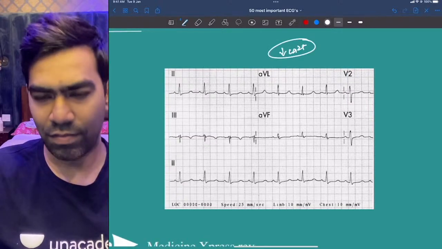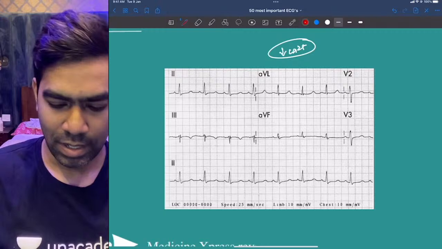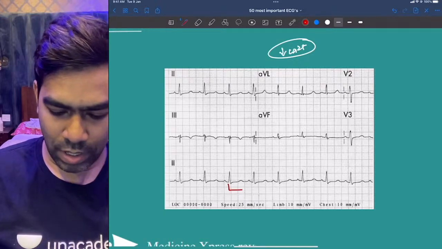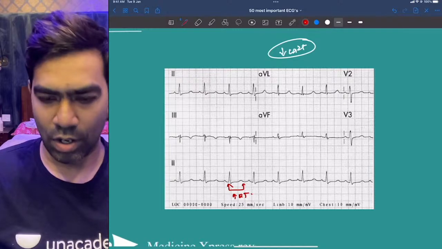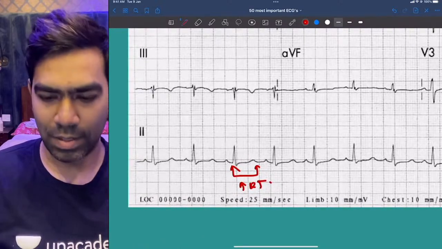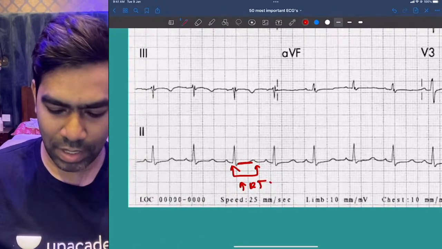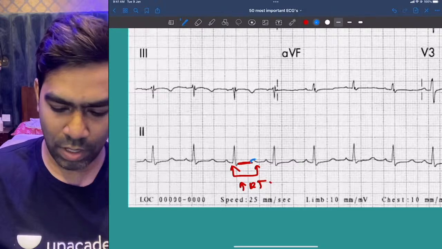One of the characteristic findings that you see in hypocalcemia is prolonged QT interval. You will see prolonged QT interval, and more often than not, in hypocalcemia, it's the ST segment that will get prolonged. The T wave will be normal only.